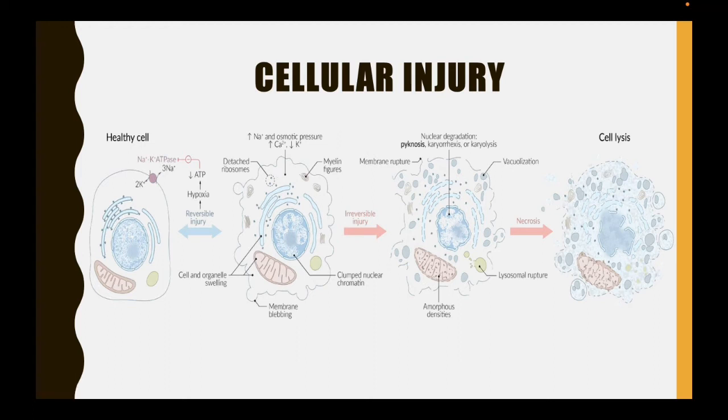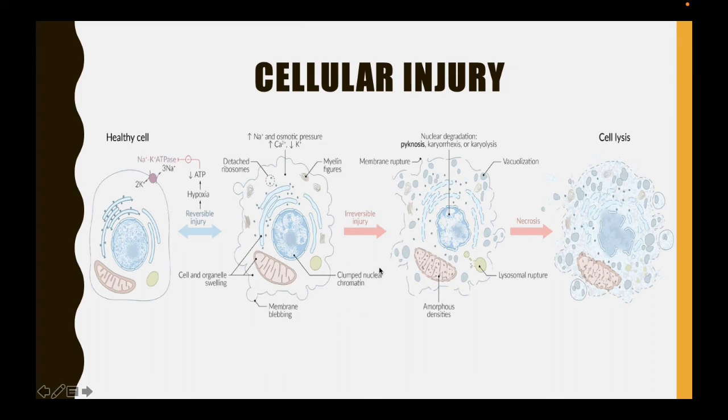So now other features that can be seen would be the ribosomal detachment. So why do the ribosomes get detached? This is simply because we have the cellular and organelle swelling that occurs. So detachment of the ribosomes results in decreased protein synthesis. Then another point to mention is the clumping of the nuclear chromatin. So why does this happen?